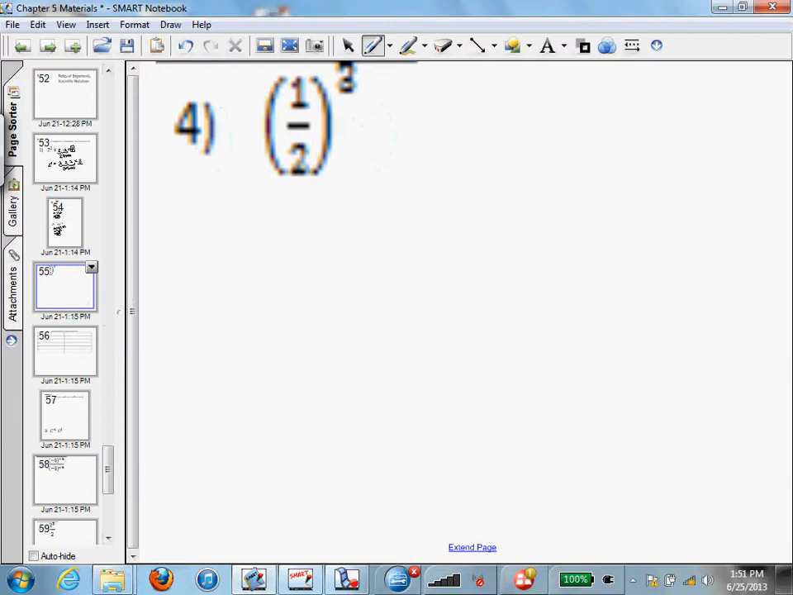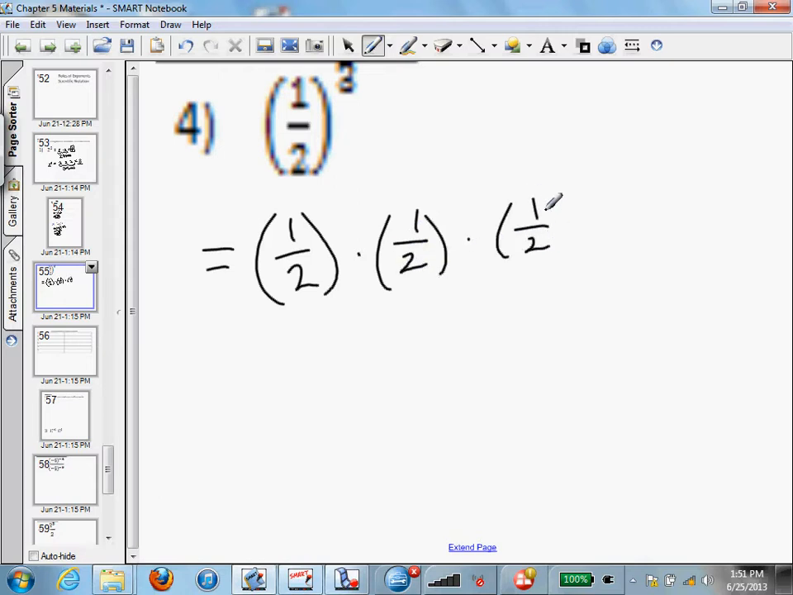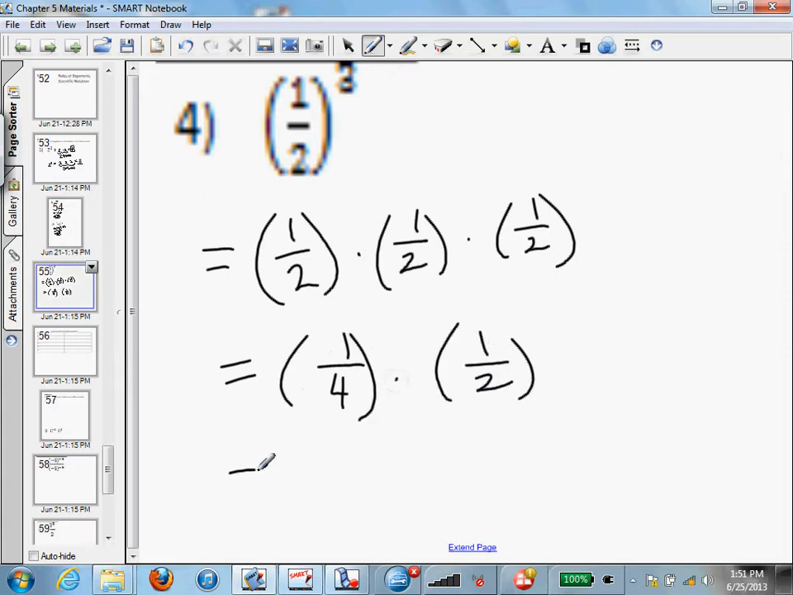Looking at number 4, what we want to do is take the number inside the parentheses, 1/2, and multiply it by itself as many times as we see here, which is 3. So we're going to take 1/2 and multiply it by itself 3 times. And when we do that, we get 1/2 times 1/2 is 1/4 times this remaining 1/2. What happens when we do this? We get 1 as the numerator and 8 as the denominator. And that's the answer.